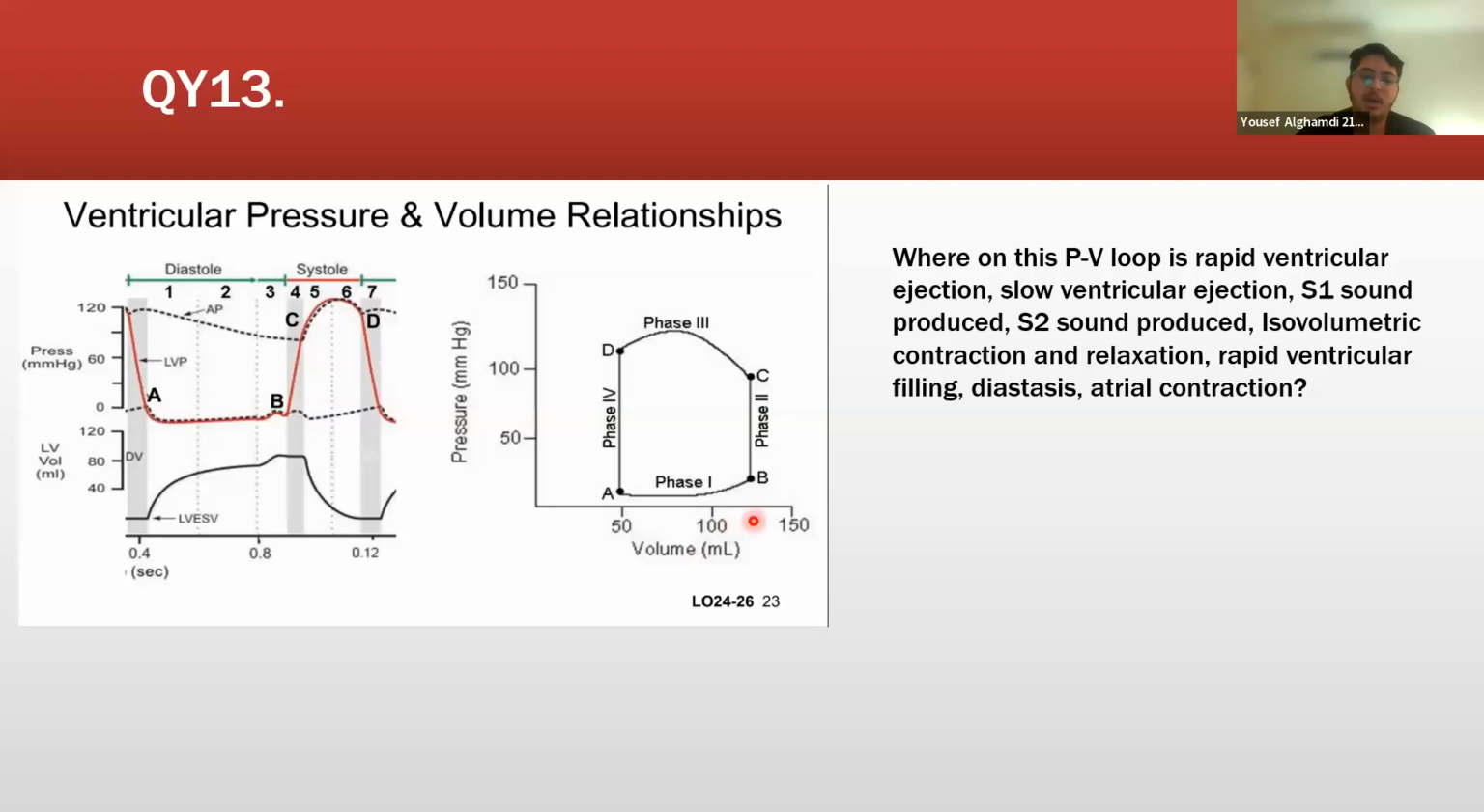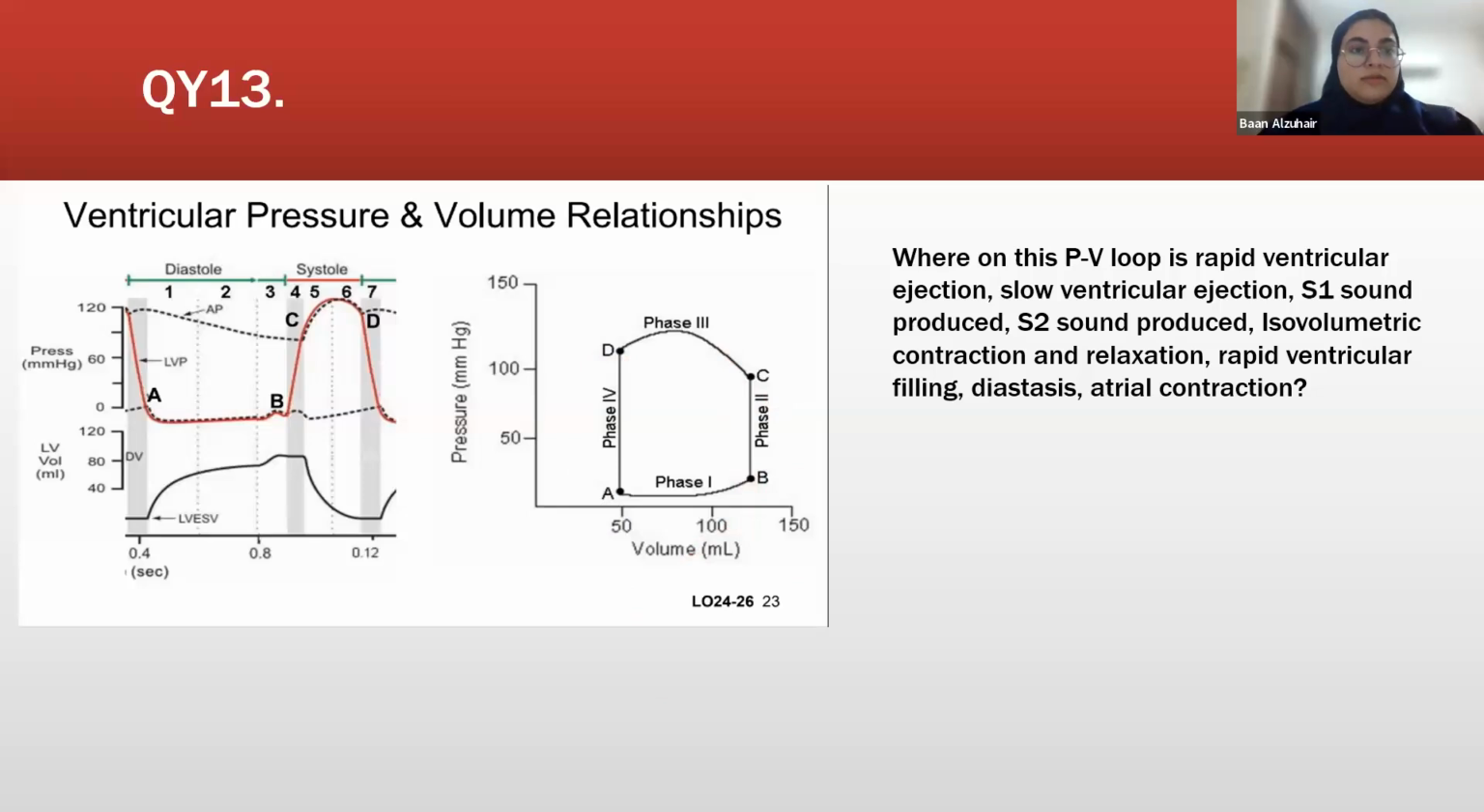And then you guys know isovolumetric contraction and isovolumetric relaxation. From B to C, contraction. From D to A, relaxation. Is that clear? Clear.